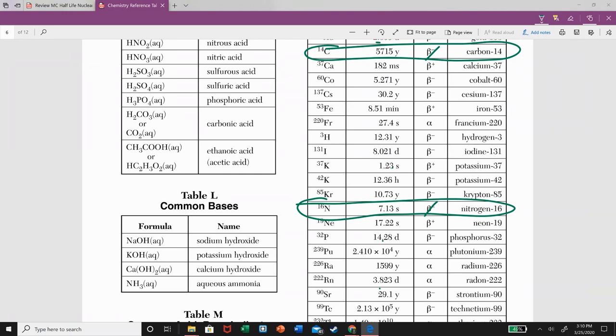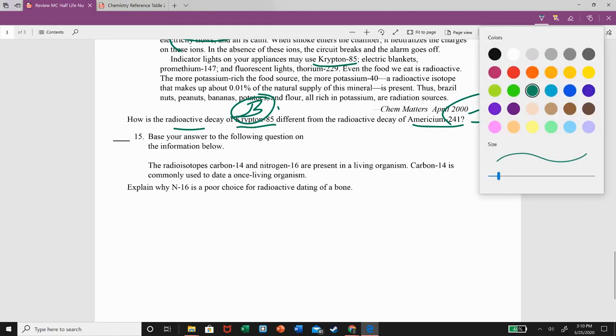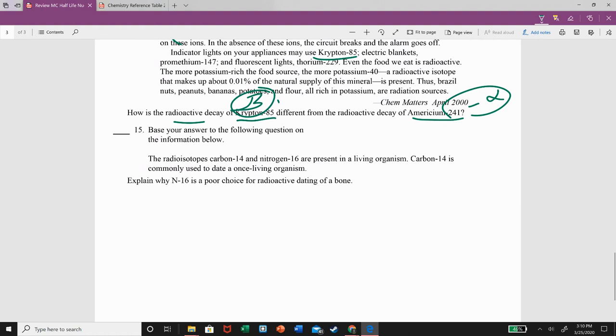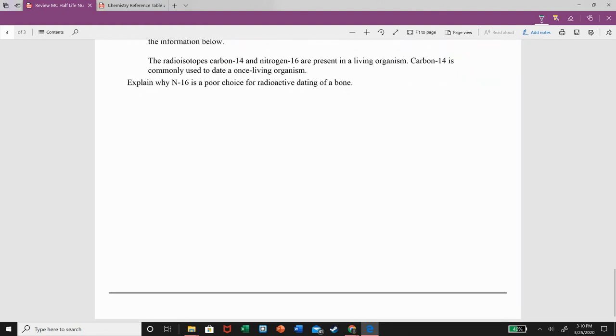So the only thing that's going to help me differentiate is those half-lives. Carbon-14 has a half-life of 5,715 years. Nitrogen-16 has a half-life of 7.13 seconds. So nitrogen-16 decays too fast. Or its half-life is too short. Okay, so this is going to wrap up our multiple choice and some of our short answer practice.